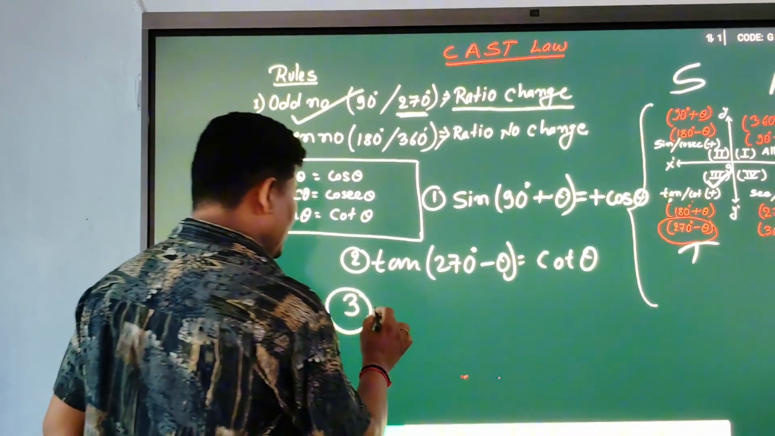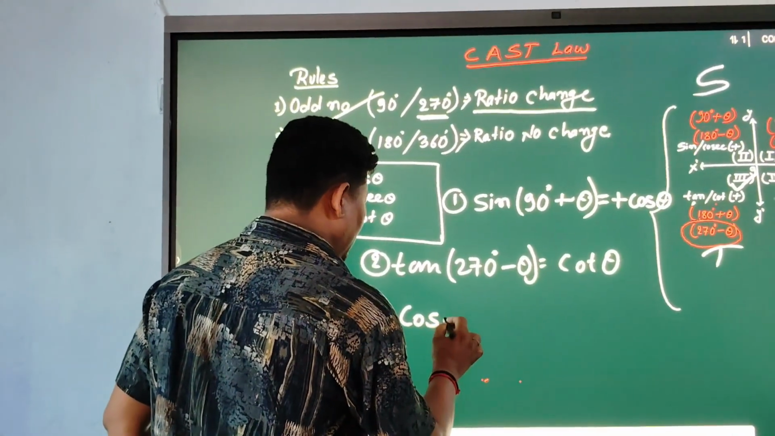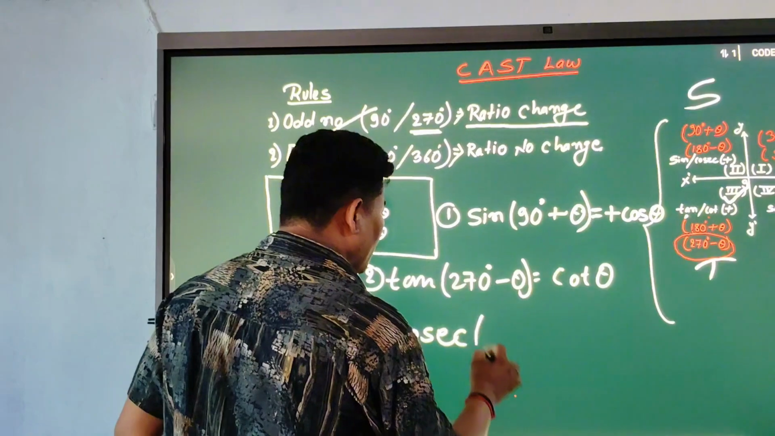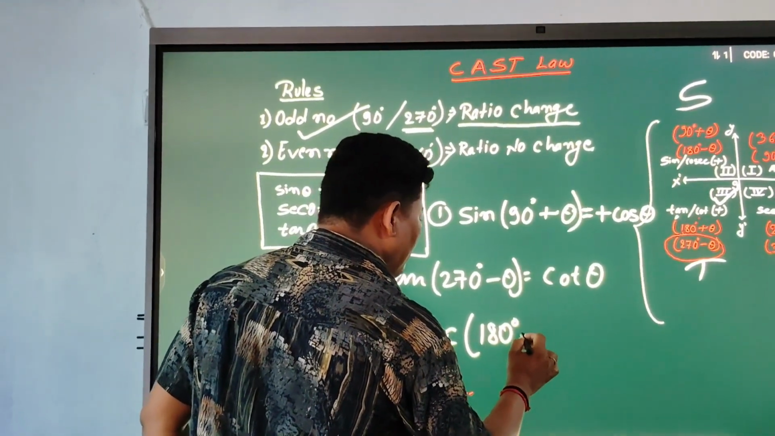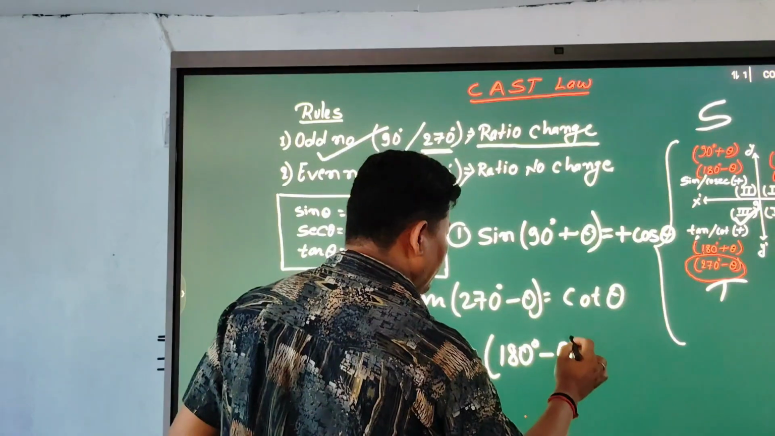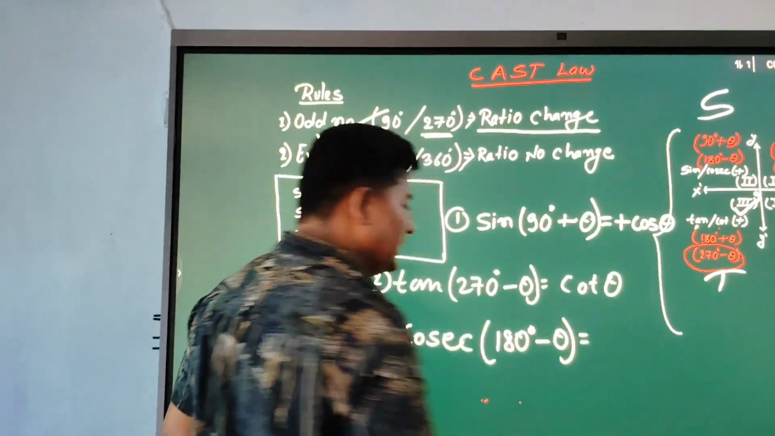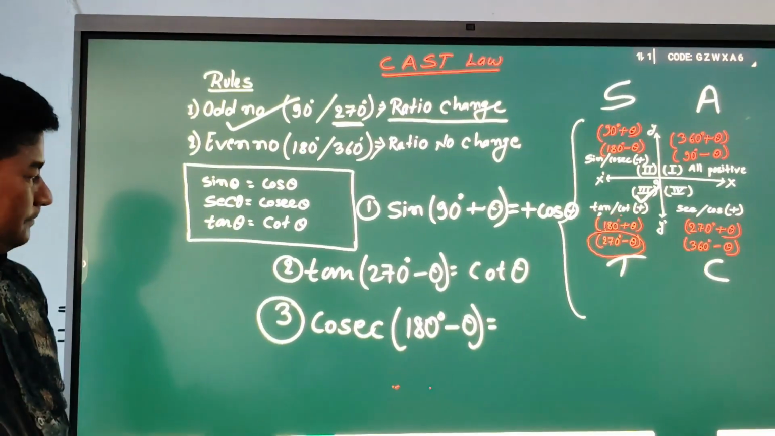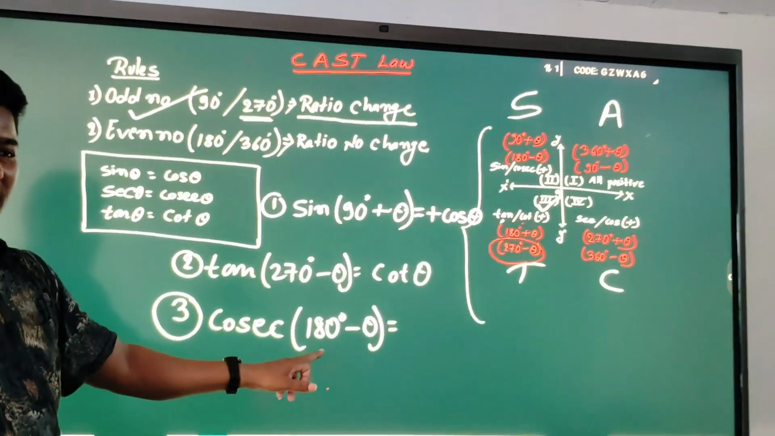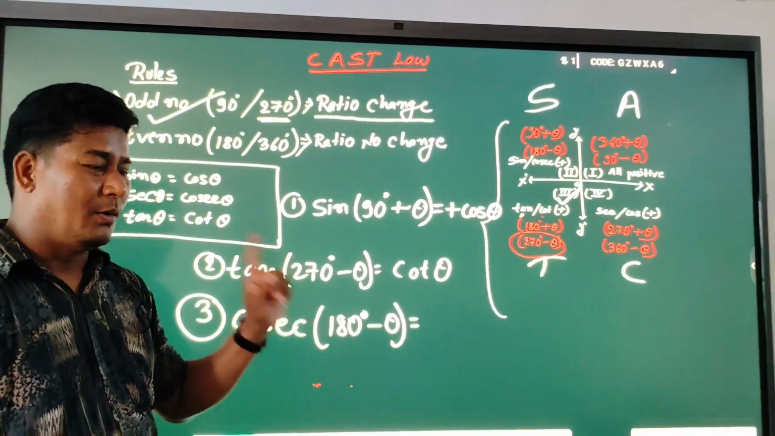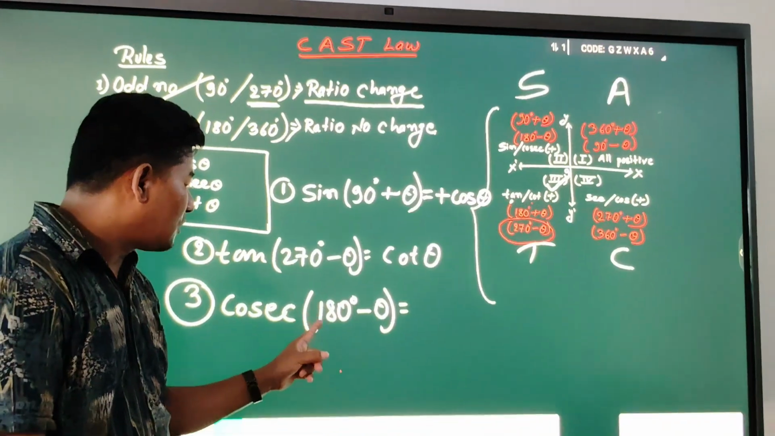Cosec. Let's use the cosec ratio. Cosec 180 degree minus theta. How do you change it? See here. First question, which quadrant?